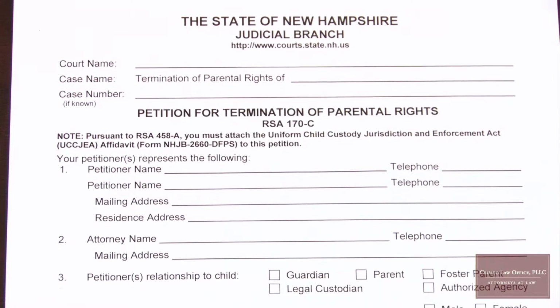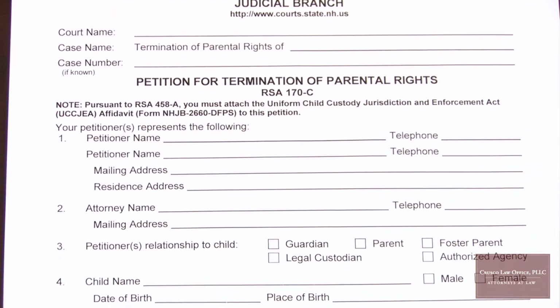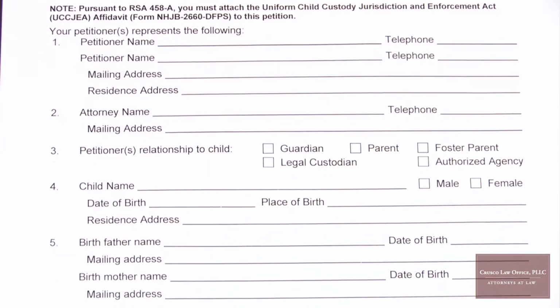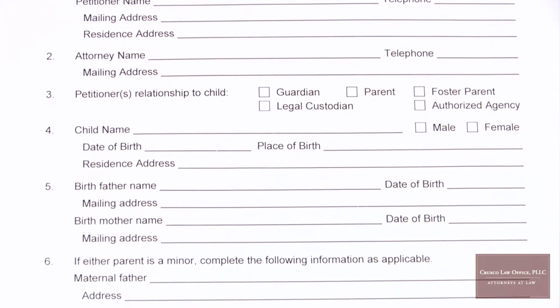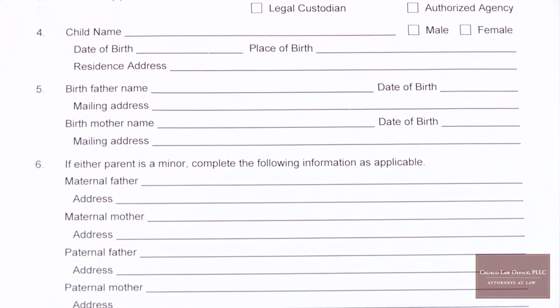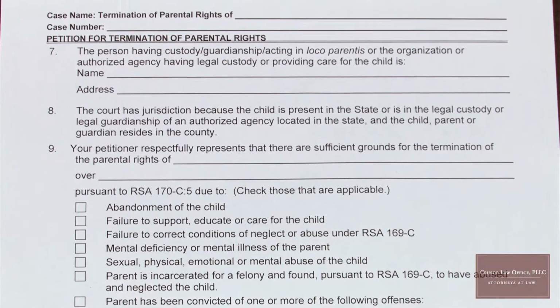There are seven grounds on which you can rely to terminate parental rights. Those are set forth in the statute RSA 170-C:5. The two most common for a private petition to terminate parental rights, meaning a private party, not the state of New Hampshire, are the abandonment of a child and the failure to support. And those are the two that we will focus on later. For now, we will review the seven grounds. So the first of which are the abandonment of the child and the failure to support.